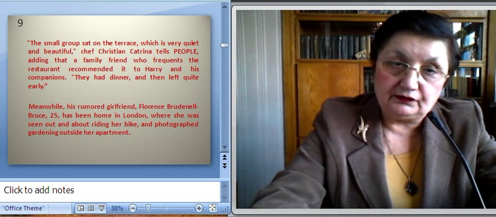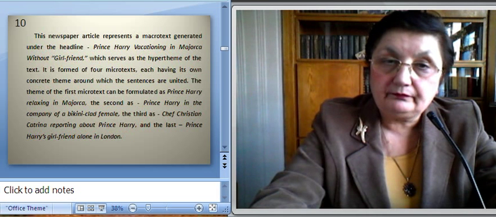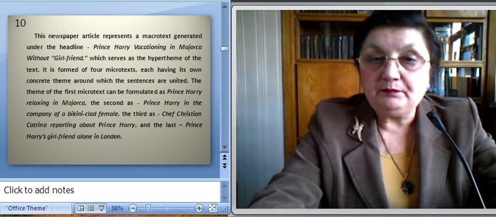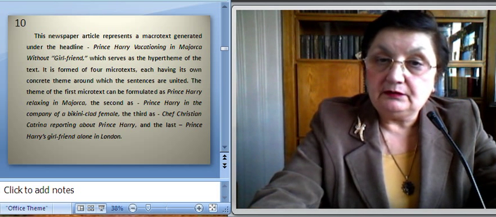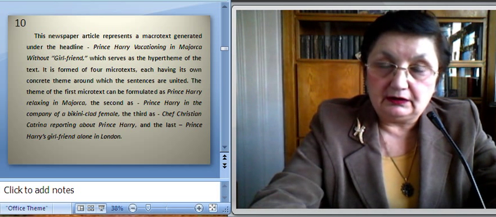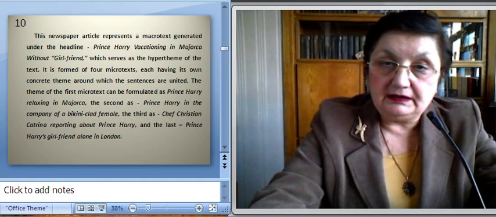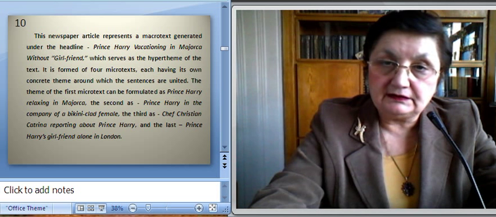This newspaper article represents a macrotext generated under the headline "Prince Harry vacationing in Mallorca without girlfriend," which serves as the hypertheme of the text. It is formed of 4 microtexts, each having its own concrete theme around which sentences are united.